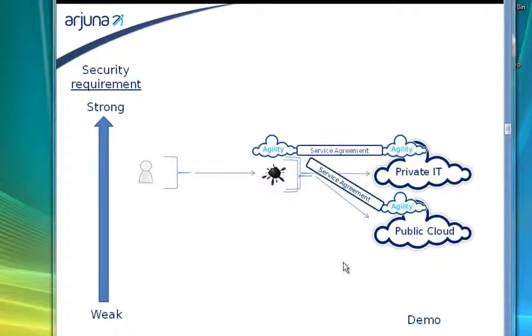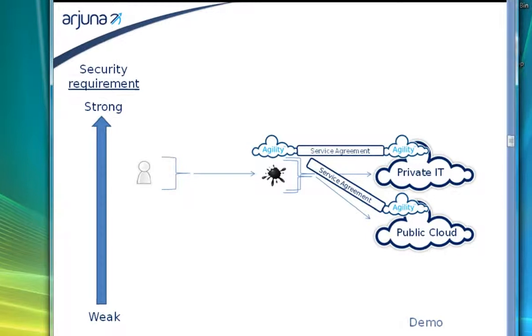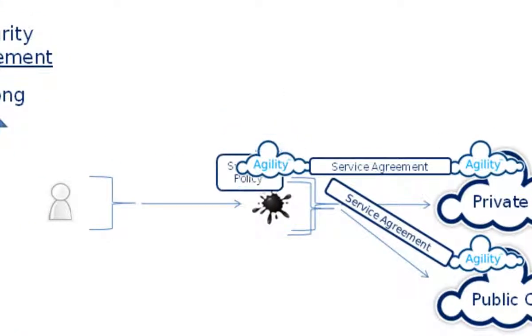Okay, so we now have this overlay network in place with Agility. And now what we're going to do is try to do something useful with that overlay network. What we're going to look at is how we can introduce policy to enable us to manage variation in security requirements. So we're going to insert some policy into Agility.